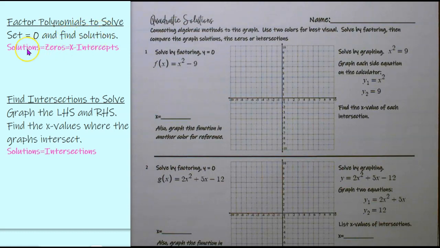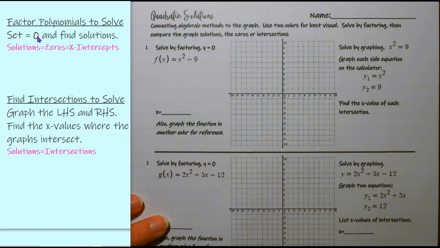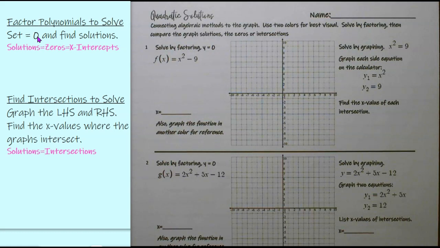Okay, those solutions on the graph represent the x-intercepts. We call them zeros because we set it equal to 0. Then we're going to connect that to what happens if we don't set it equal to 0. What does that mean? Okay, so this is posted for you. You should print it if you don't already have a copy of it.